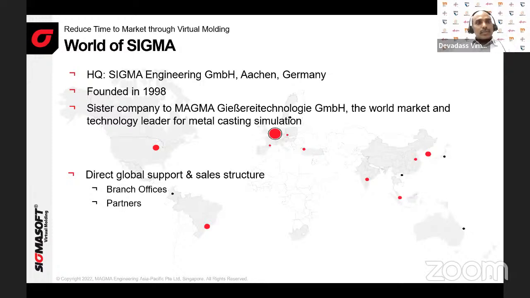Okay, so at first, the world of Sigma. Sigmasoft is a simulation software from Germany. Our headquarters is in Aachen, in the southern part of Germany, founded in 1998. Sigma is a sister company of Magma, who are the world market and technology leader for metal casting simulation. Okay, that's a brief introduction.